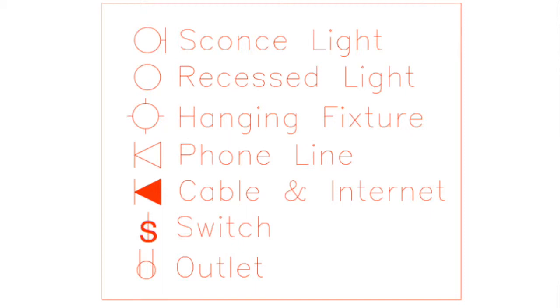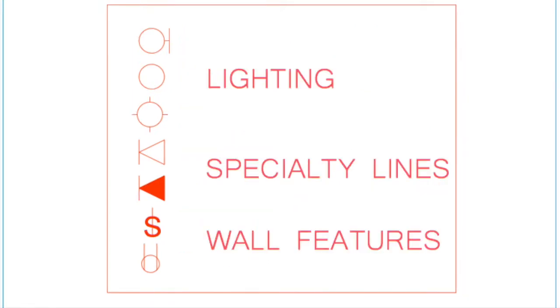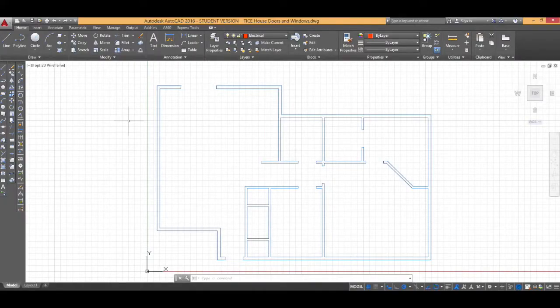From the file for the electrical symbols we want to create, you can see that we want to create 7 different electrical symbols: recessed light, fixtures, sconces, phone lines, cable and internet, wall outlets, and switches. We can see that it's kind of split up into 3 categories. We have lighting, specialty connection, and switches and outlets. We'll create 3 separate dynamic blocks for these 3 different categories.